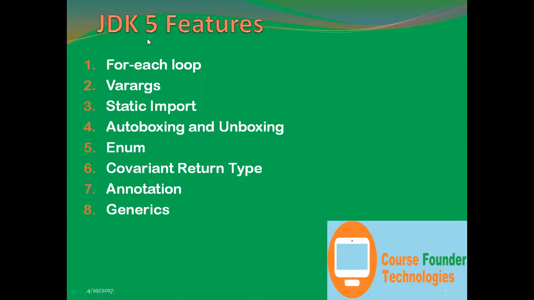Okay. So till JDK 4, these features are not available. Only in JDK 5 did they release so many new features. These are the new features available in JDK 1.5, and they are very, very important. Even in some interviews they will ask, what is enhanced for loop?